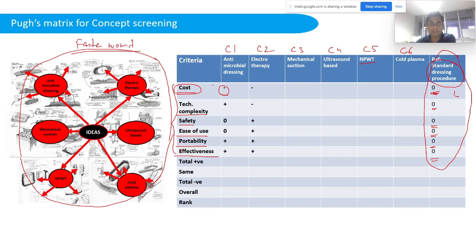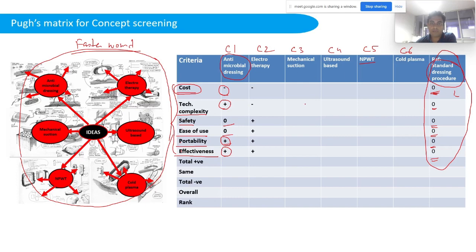However, an antimicrobial dressing will be something that can be easily used by someone who is not even a skilled healthcare professional. So in terms of technology complexity, this is a bit on the positive side. Okay, so this is less complex, that is the positive. Safety wise, it is the same. Ease of use, same. Portability, it is more portable because in the standard procedure you have to carry a lot of things. This is like one single dressing, then it is more effective. Okay, so these are positive.